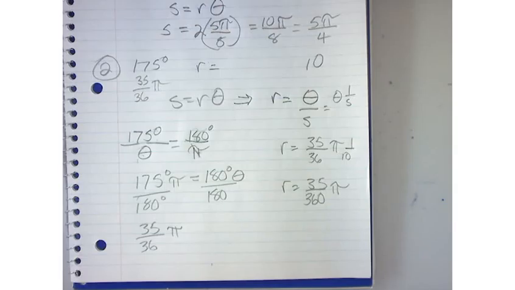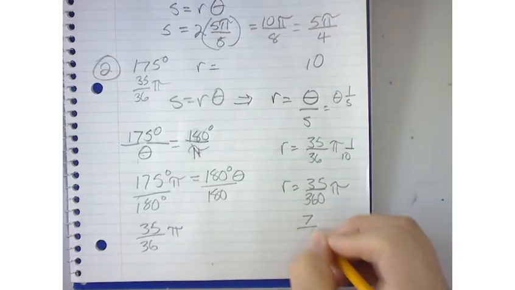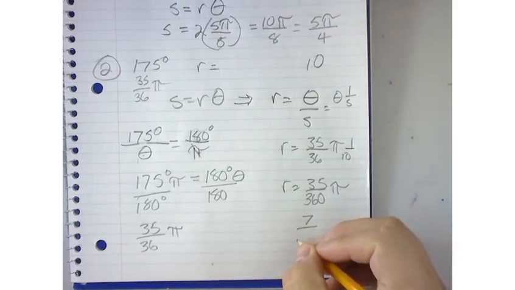That's right. And then what do we do? Reduce again. So we've got 7 over, what is that? 72? 72 pi.